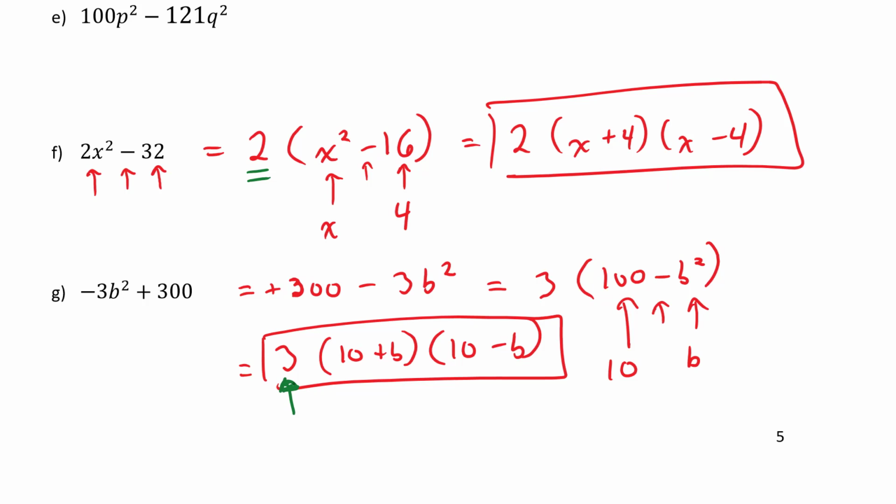I see that all the time. I don't know why students pull the common factor out and then they just get rid of it. You can't do that. It changes the value of that expression. Leave it in there.